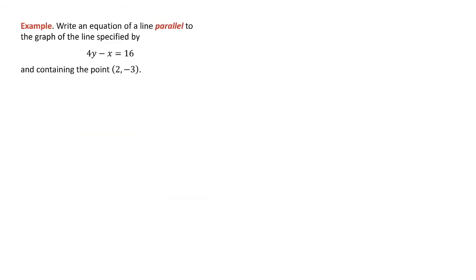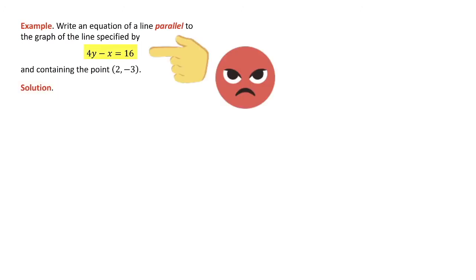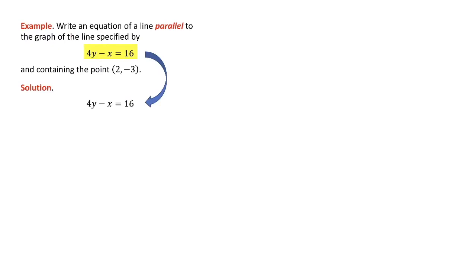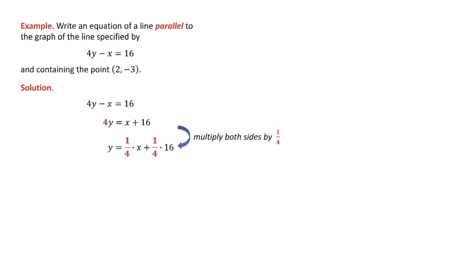Let's do an example. Write an equation of a line parallel to the graph of the line specified by this equation and containing the point. It gives you a headache. Okay, let's look at it. The problem is, is that a line? How would you know that? This is the kind of thing that makes you mad. I get it, I understand your frustration. It's not a line. It's certainly not in the right form. You have to put this in the correct form. So I'll move the x to the one side, divide by 4 everywhere, multiply by 1/4 and clean it up.